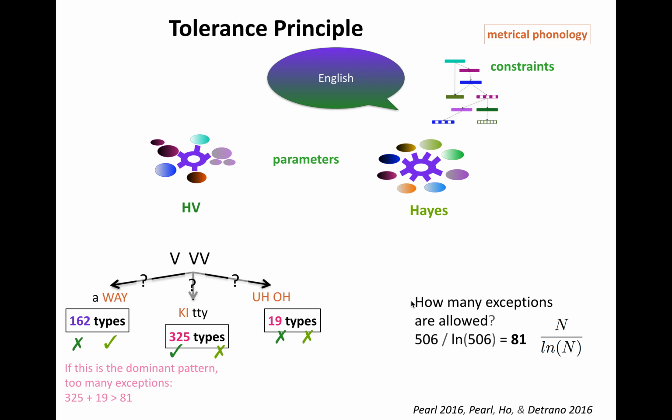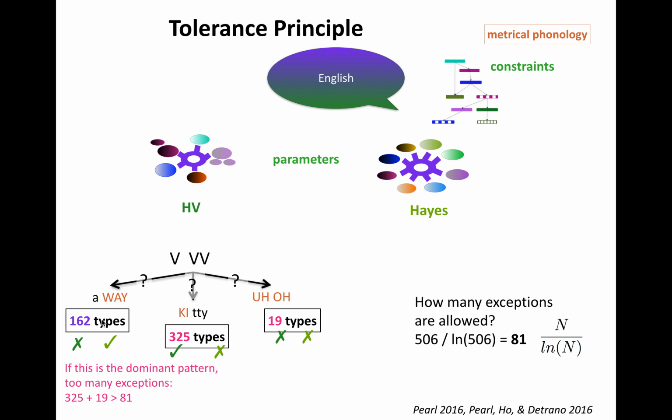Let's see what we get. So let's look at these one at a time. So if we look at this one, if this is the dominant pattern, then it seems like there are too many exceptions, right? So if 162 follow it, but 325 plus 19 are exceptions, well, 325 plus 19 is definitely more than 81, right?